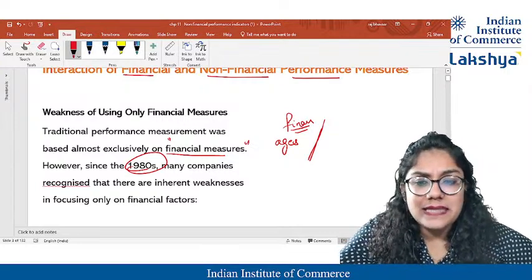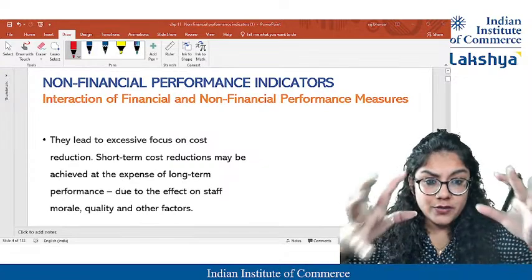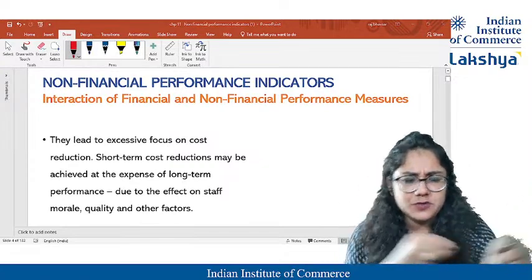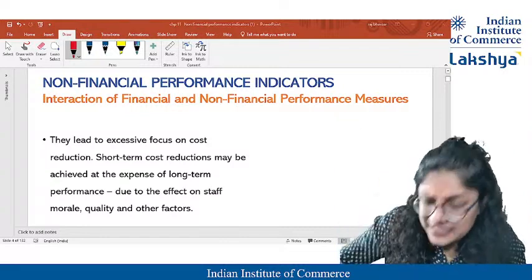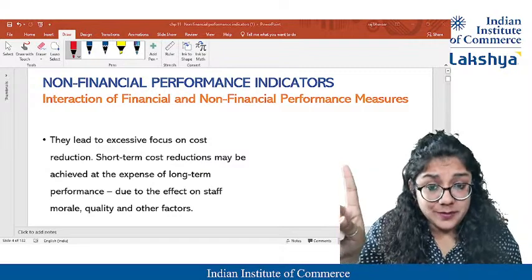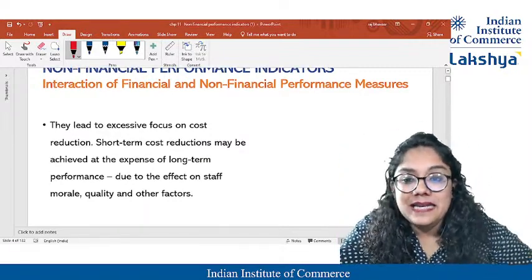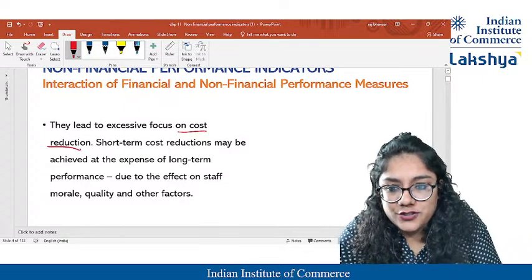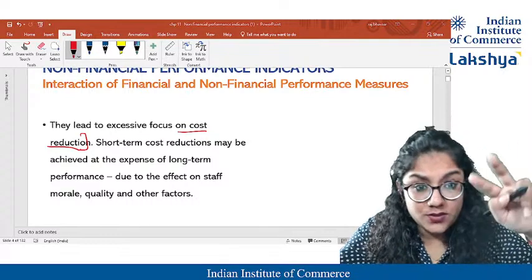Okay, so what are the inherent weaknesses? What used to happen, guys? They used to have a huge amount of focus: I want to reduce the cost, I want to reduce the cost. But at what cost are you reducing? At the urge of reducing cost, the quality drops to a level which is not acceptable, guys, which is beyond acceptance. So they lead to excessive focus on cost reduction. Basically, students, there are two types of things: cost control and cost reduction.